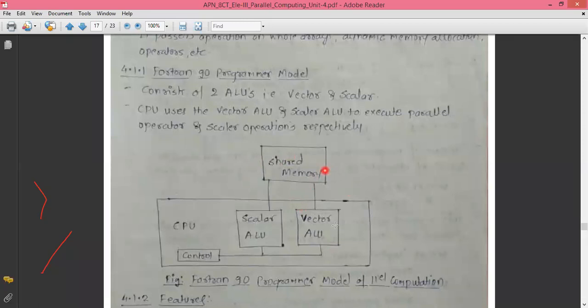The ALUs are connected to it, and to this we again have the control processors connected. So this is the model. Basically, Fortran 90 genuinely works on shared memory, while the MPI programming language works on distributed memory. That is the difference between these two programming languages, right?